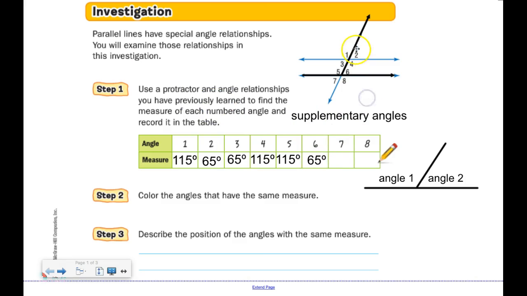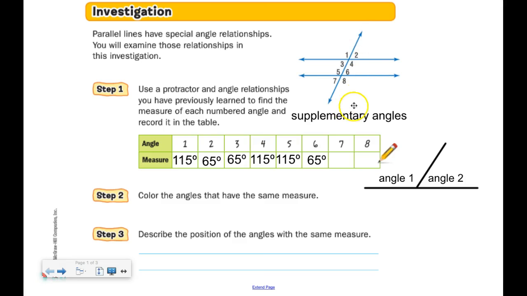Okay, let me get rid of this now so that you can see all the lines a little bit more clearly. If 6 is 65, well, 6 and 8 are supplementary. You can see that. There's the line that has both 6 and 8 on it. There's the line that breaks them into two pieces. So if angle 6 is 65, then angle 8 should be 180 minus 65, which again would give me 115.